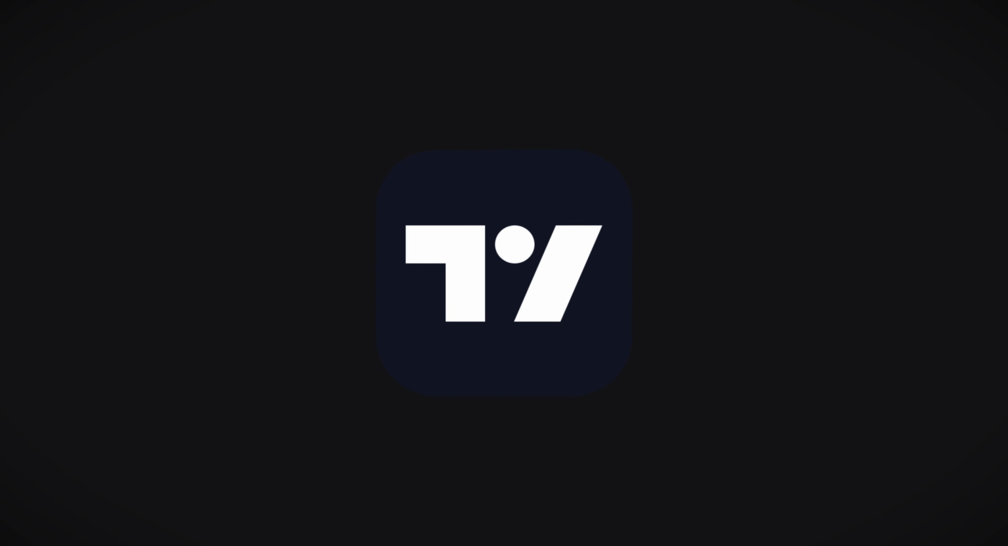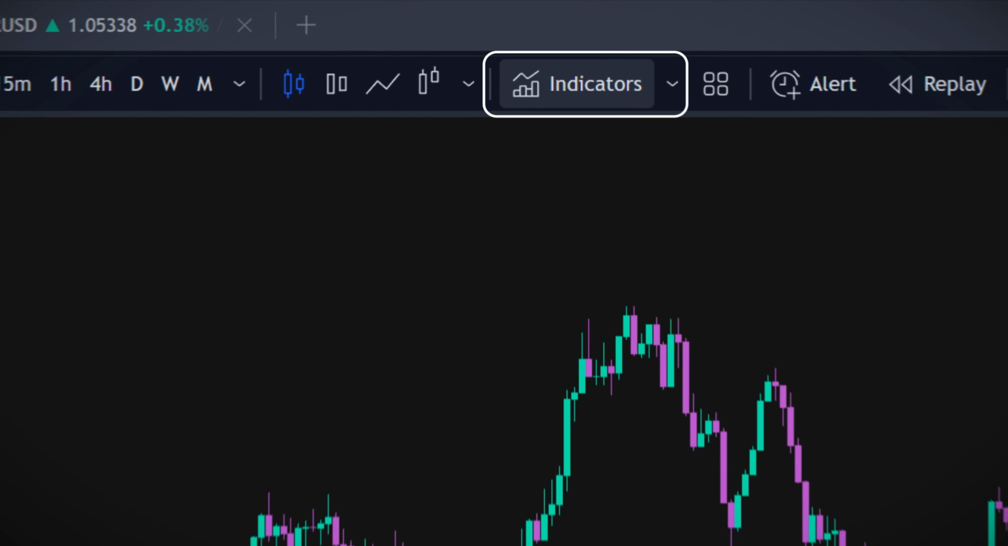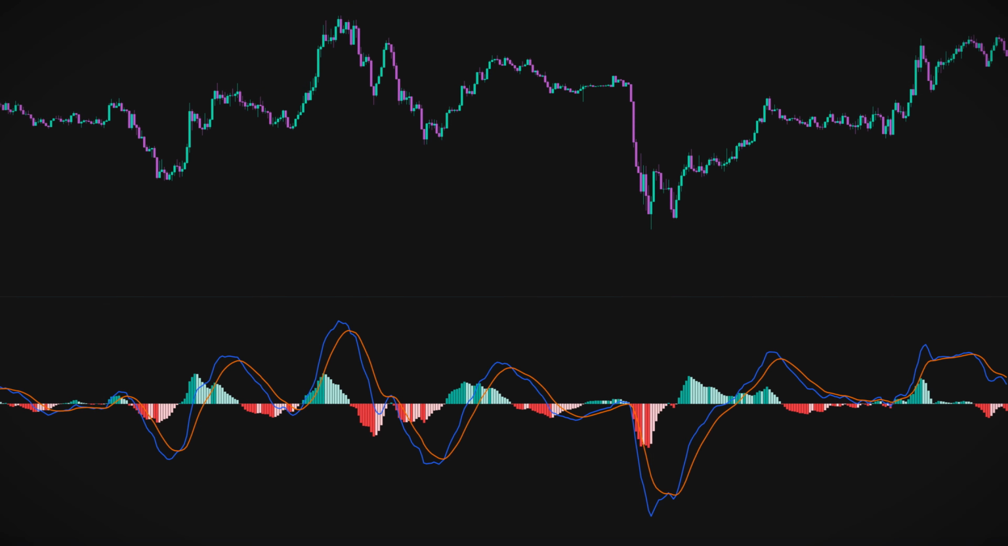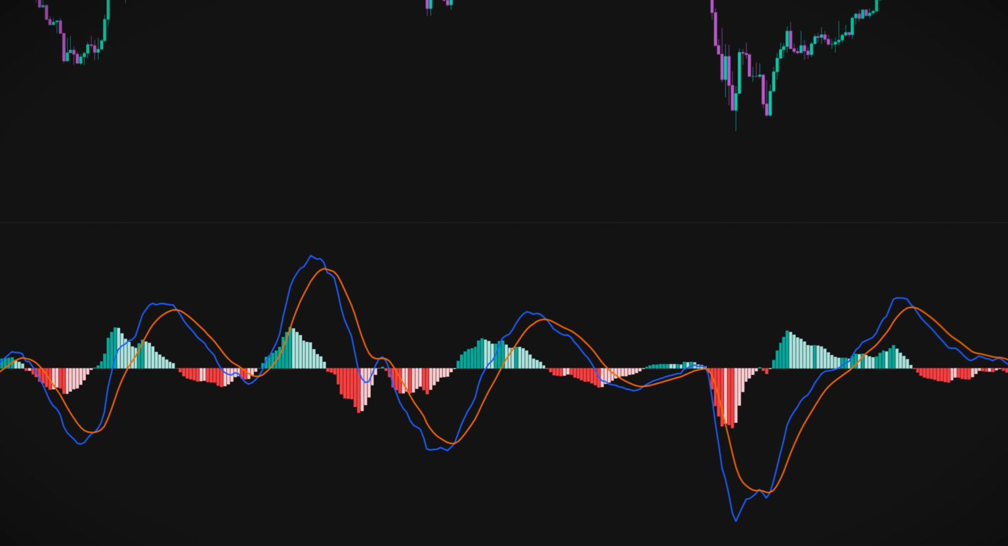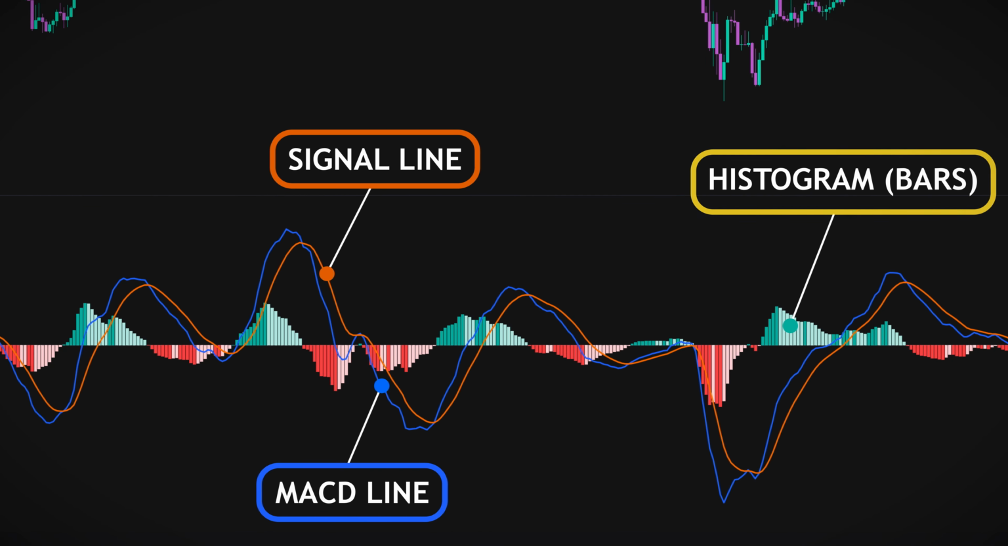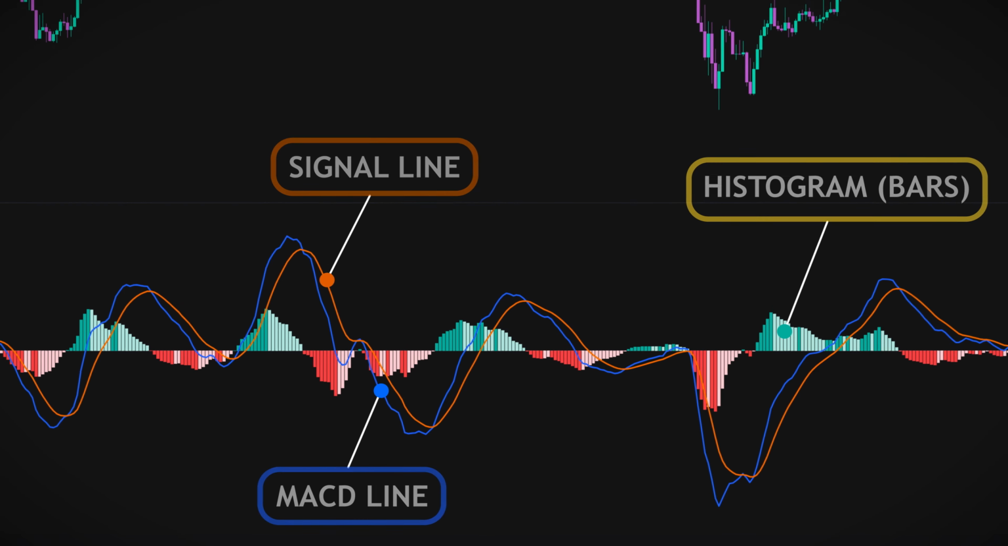To get started, open TradingView, go to the Indicators tab, and search for MACD. Once you click on it, the indicator will appear at the bottom of your chart. You'll notice three key components: the blue MACD line, the orange signal line, and the histogram represented by bars. These elements help identify bullish and bearish signals in the market.